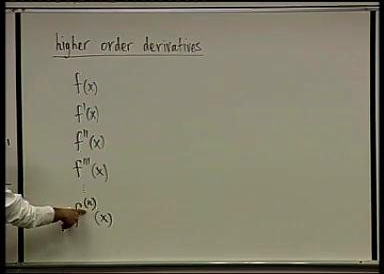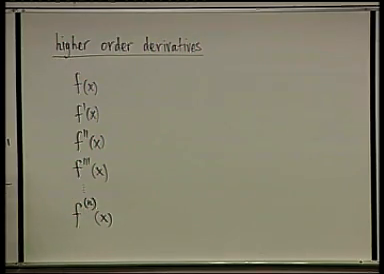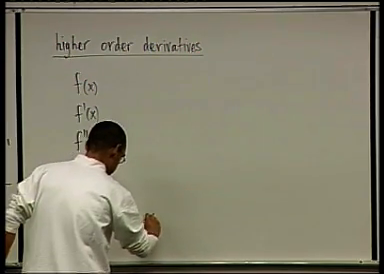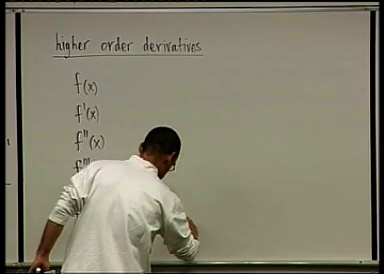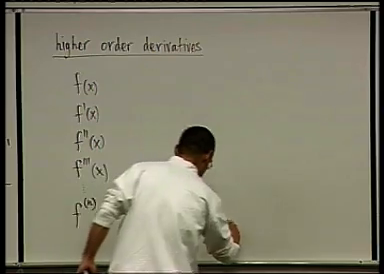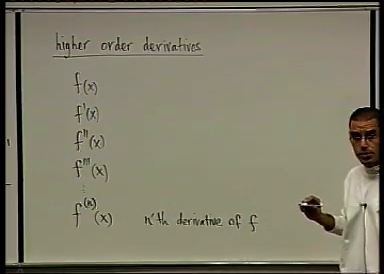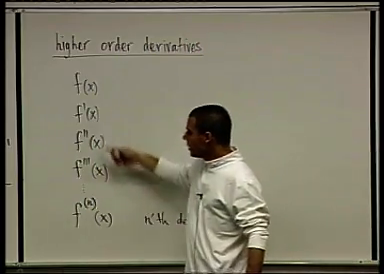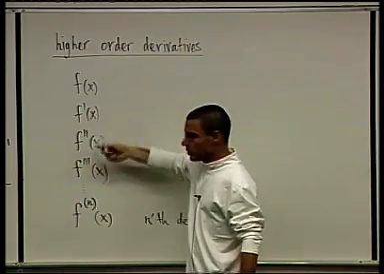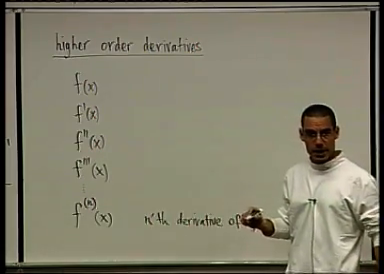This is the notation for the nth derivative of f. Okay? Nth derivative of f. That's the notation used. Usually for 1 and 2, we don't use this. We rather just use the primes. For 3 and above, it's customary to use that.